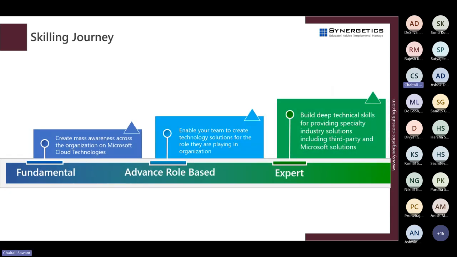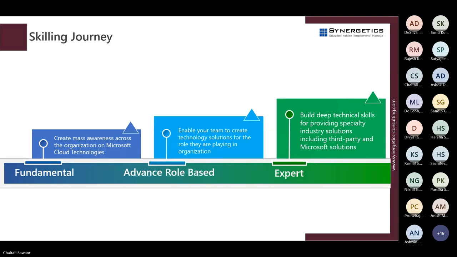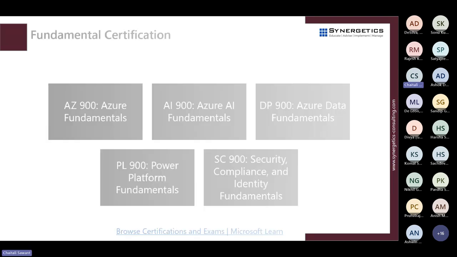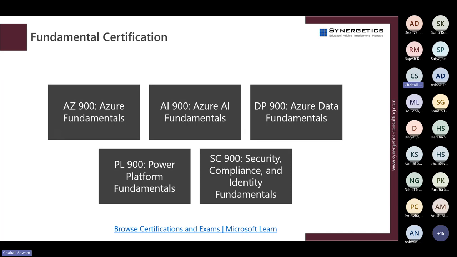Then the skilling journey. As you can see, there are three types of certification: fundamental, advanced role based, and expert level. In fundamental certification, Synergetics provides training on AZ-900, AI-900, DP-900, PL-900, and SC-900. These are the domains in which we provide fundamental certification training.